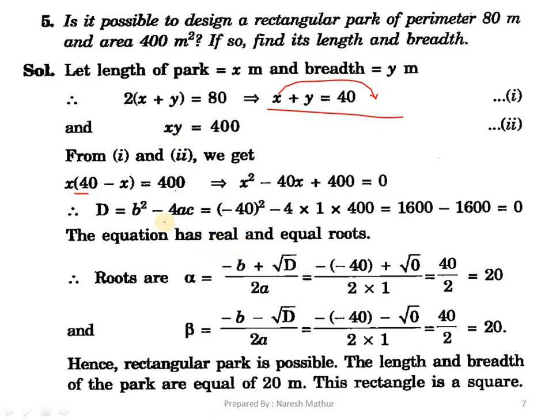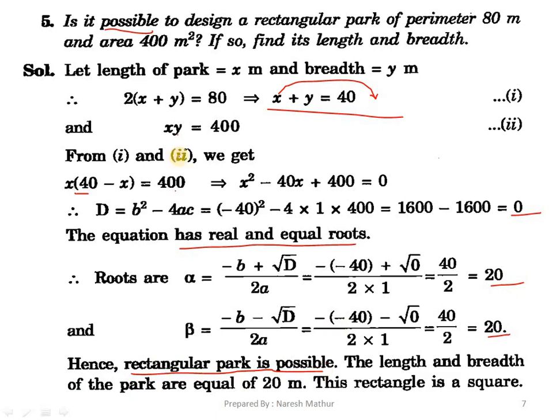After putting the values of a, b, c, we get the value of D, or b square minus 4ac, as 0. It means the given equation has real and equal roots, and this situation is possible. Now we need to find the roots also, length and breadth. Just put the values. We are getting 20 and 20, because D equals 0, the given equation has real roots. So a rectangular park is possible.